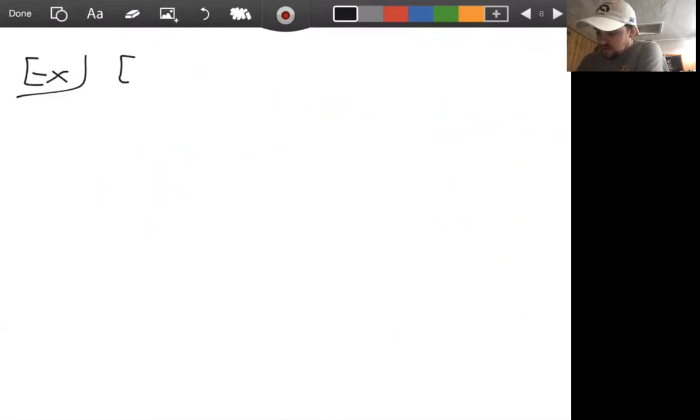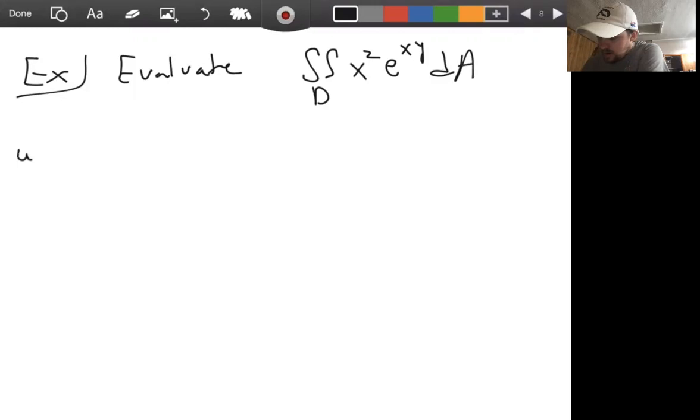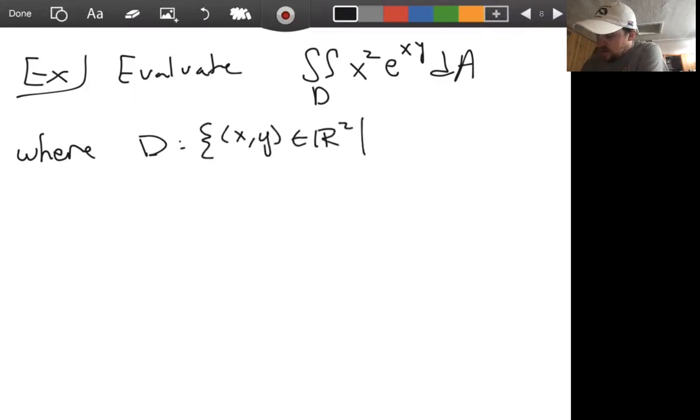Let's evaluate the double integral over the region D of x squared e to the xy dA, where D is the following region. It's points x y in R2 such that x is between 0 and 2, and y is between 1/2 x and 1.